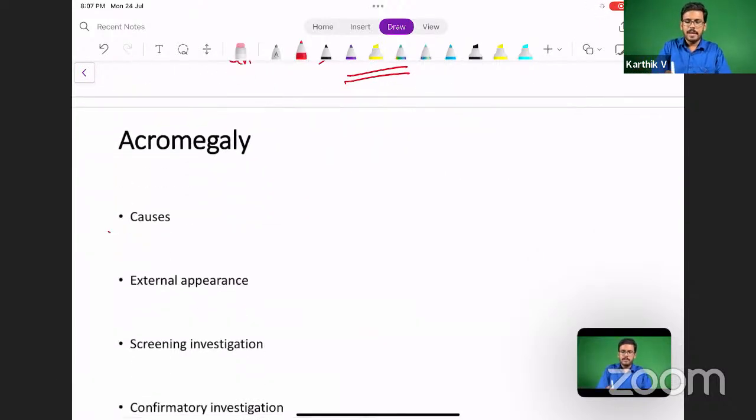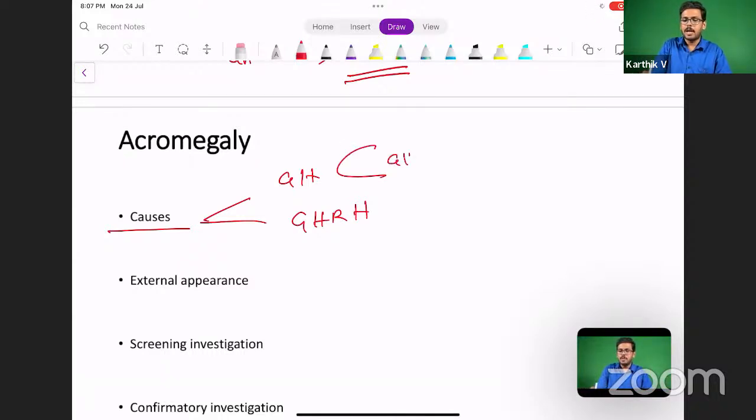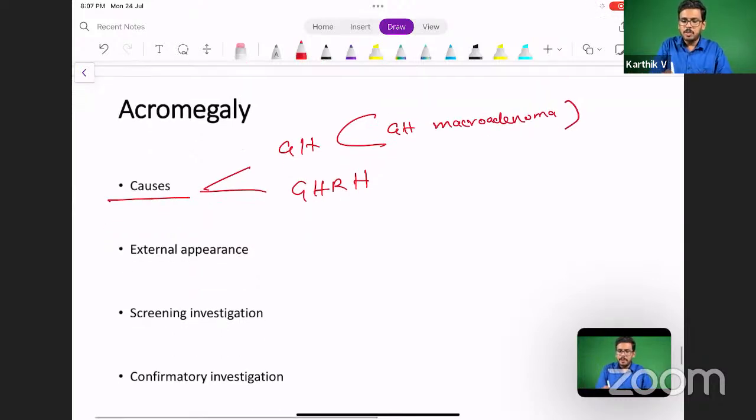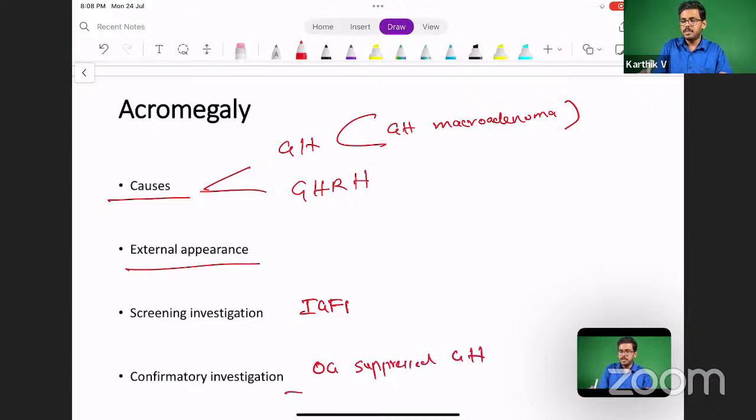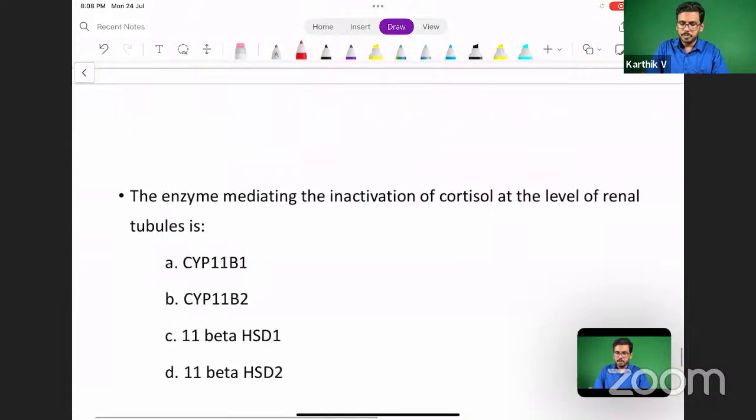So the causes of acromegaly can be either due to GH or GHRH, which again can arise from the pituitary or from extra-pituitary sources. The most common is the GH-producing macroadenoma from the pituitary. That is the most common cause. The external appearance, you have coarsening of the facial features along with the extremity enlargement. The screening investigation is IGF-1, and the definitive is oral glucose suppressed GH. Oral glucose suppressed GH is the definitive investigation.